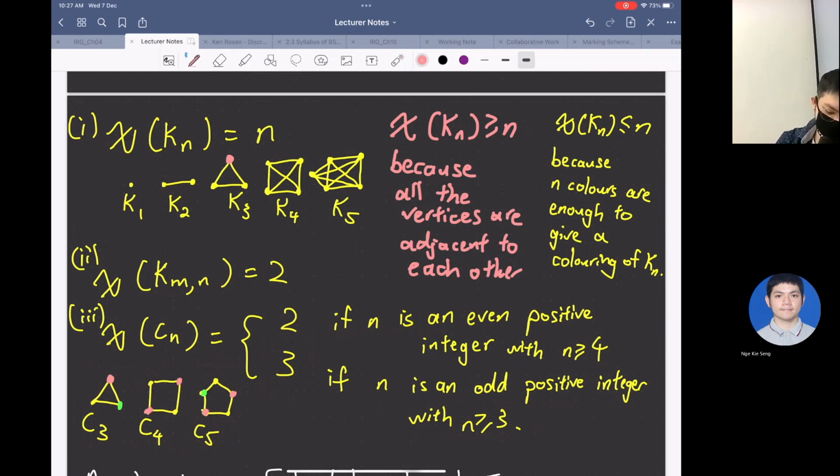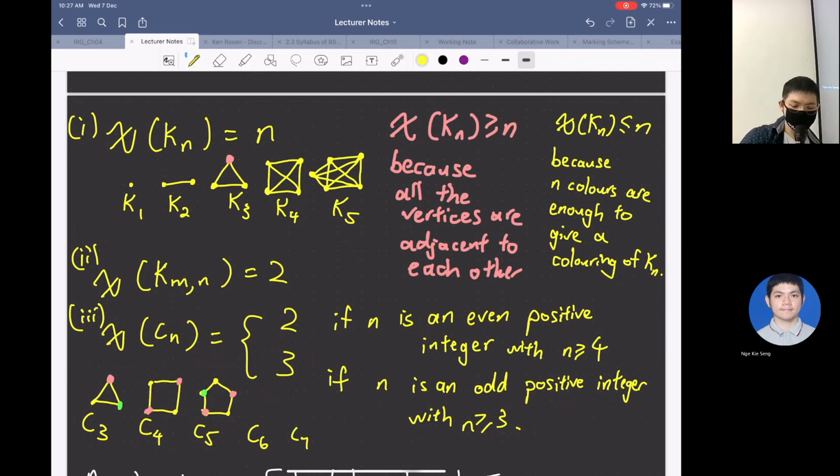You can try it for C6, C7, then you can see the pattern popping up. And then you should be able to write out a general statement to say why the chromatic number is 2 when the number of vertices is even, and 3 when the number of vertices is odd. Okay.